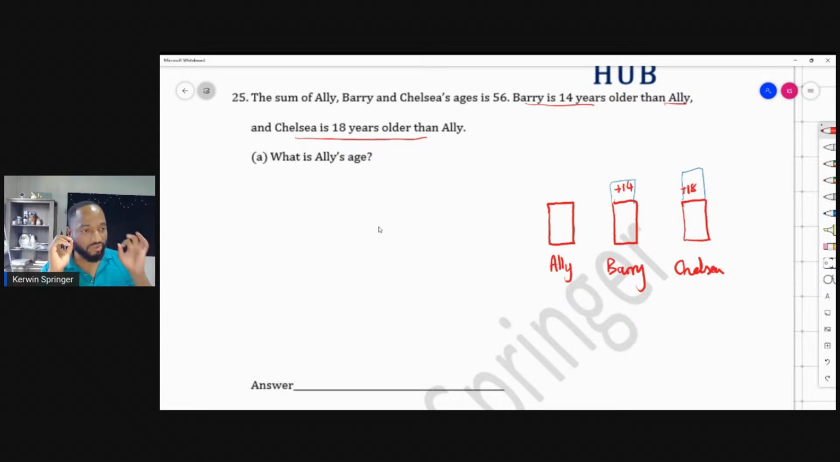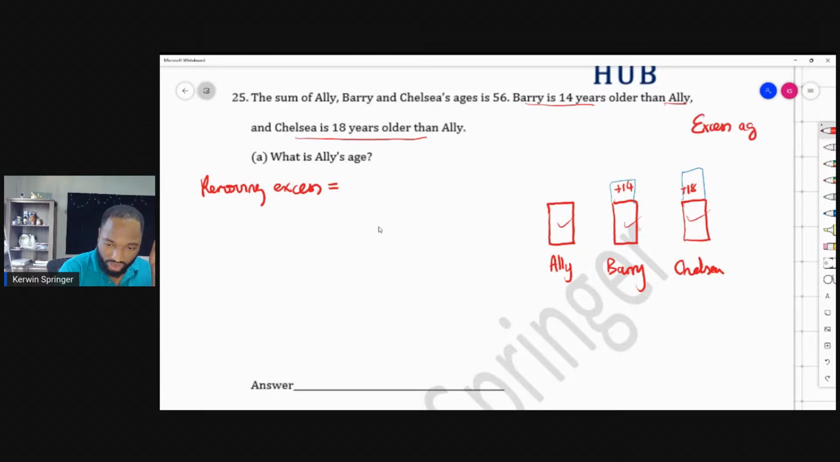In unequal sharing, one of the key concepts is removing the excess. So removing the excess to get these three equal parts, we'd have to remove 14 plus 18. So the excess age is 14 plus 18, which is 4 and 8 is 12, so 32.